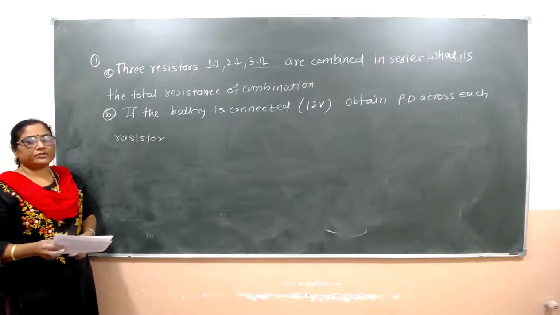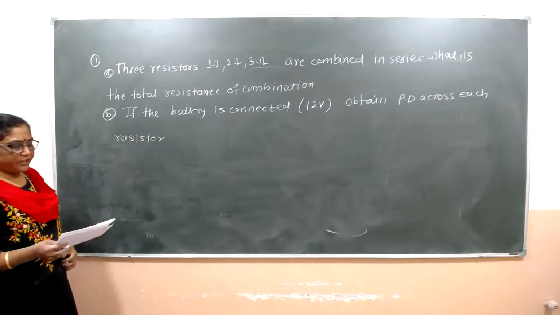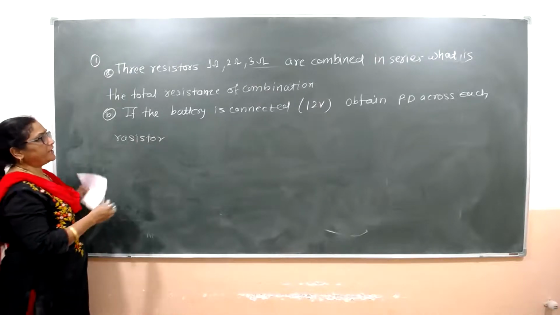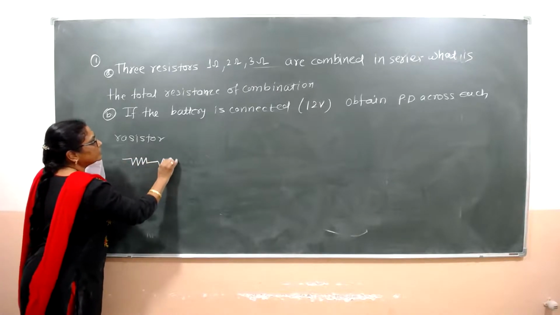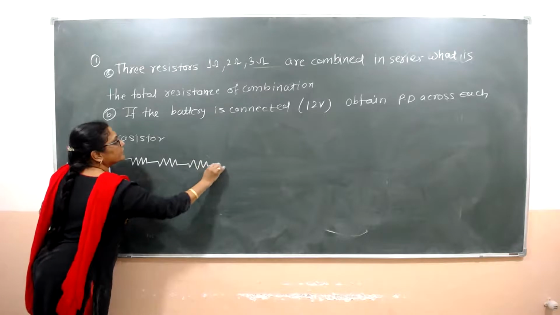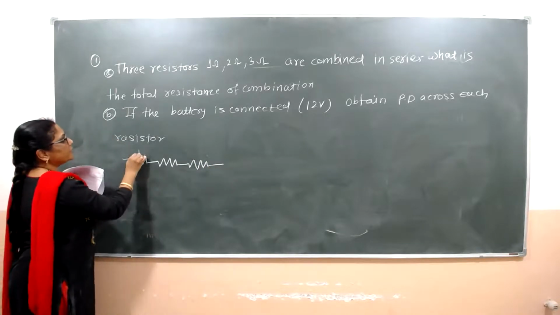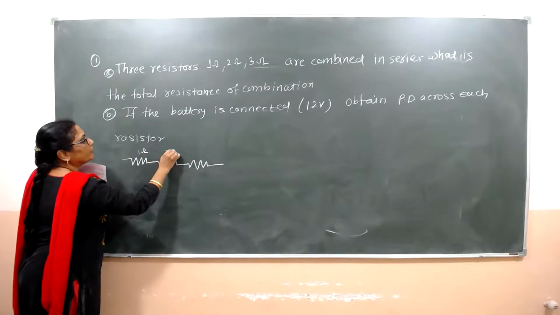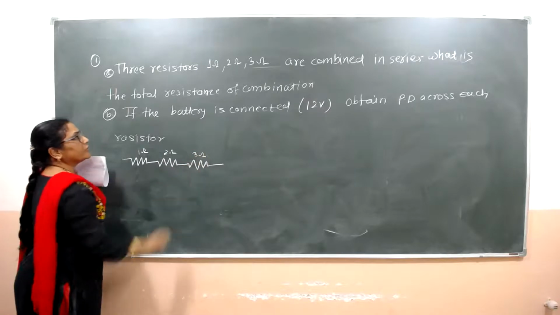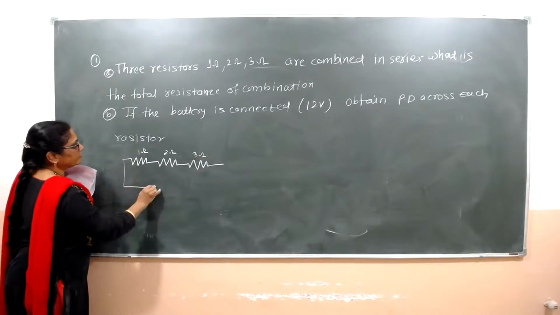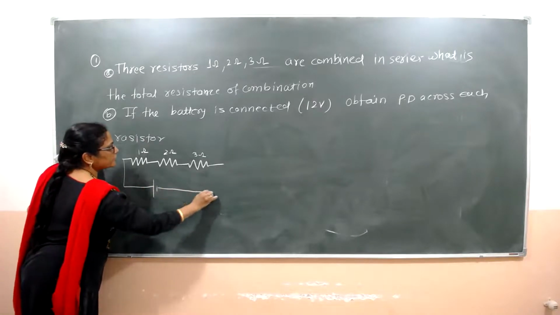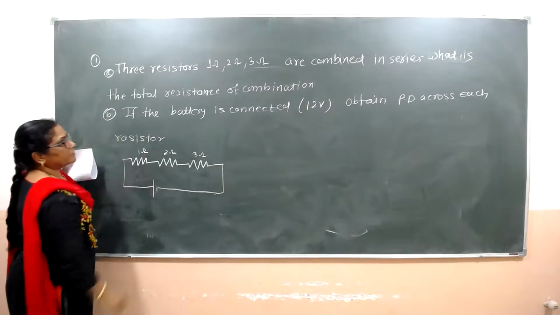Let us first draw the figure. Three resistors of 1 ohm, 2 ohm, and 3 ohm. See the figure: first resistor 1, 2, and 3. There are three resistors, 1 ohm, 2 ohm, and 3 ohm, connected in series. The battery is given. What is the battery potential here? That is 12 volt.